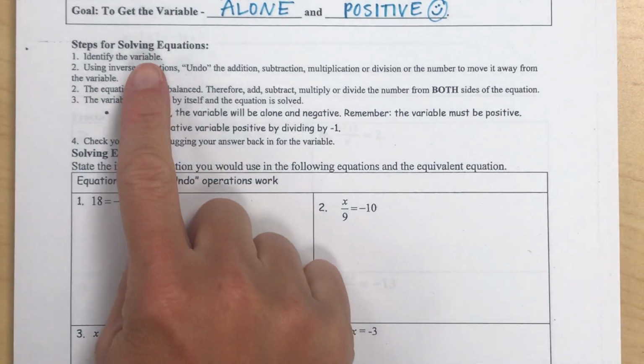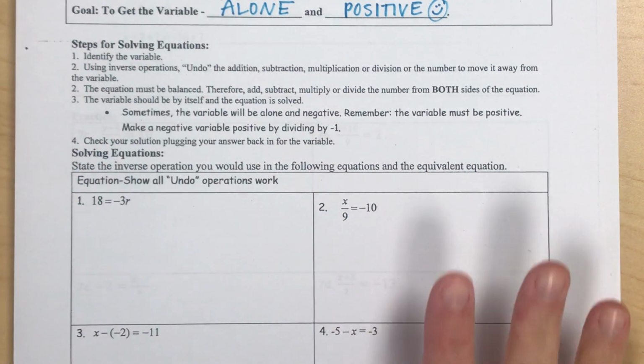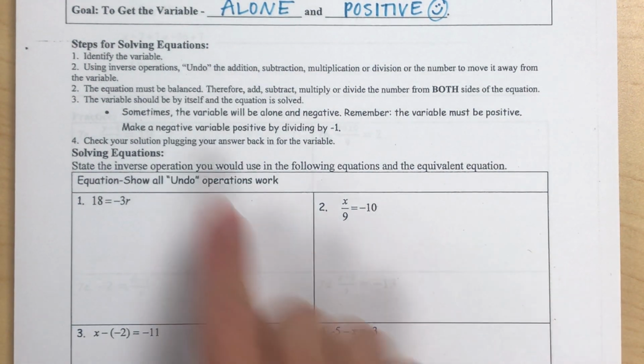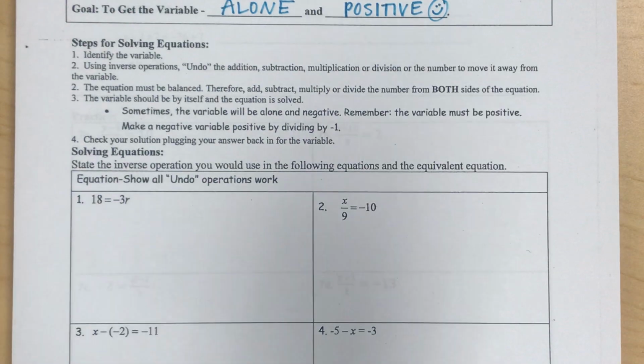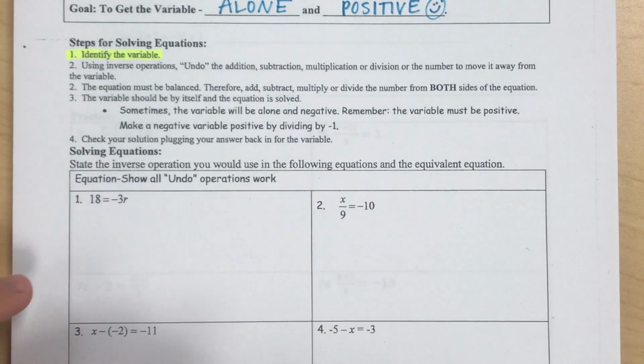In this video, I'm going to show you the steps for solving equations, and I'm going to start with solving one-step equations first, and I'll show you 4 examples. But here are my rules, my way of solving equations. Number 1, identify the variable that you are going to solve for. Make sure you know where it is.